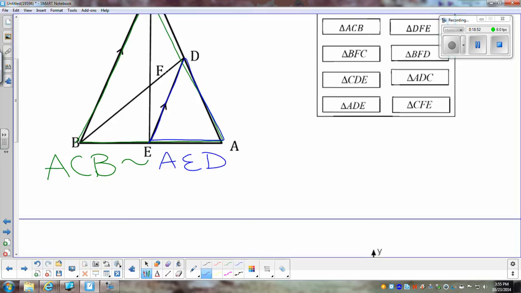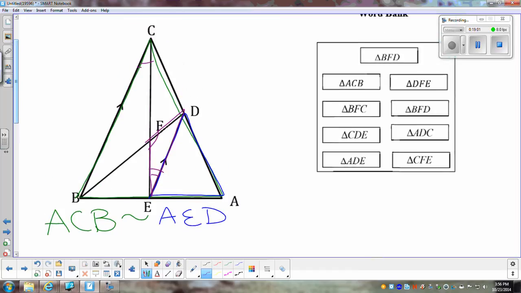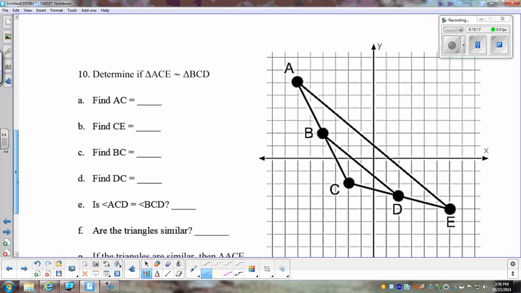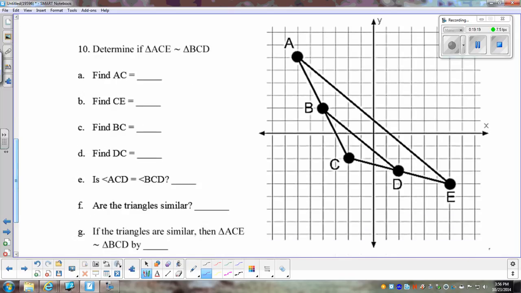Then I also know, using some verticals, this angle is congruent and this one here is congruent to this one here. So the other one I know is that BFC is similar to DFE. Number 10, find the length of AC. So I set up my right triangle. I went down 8.